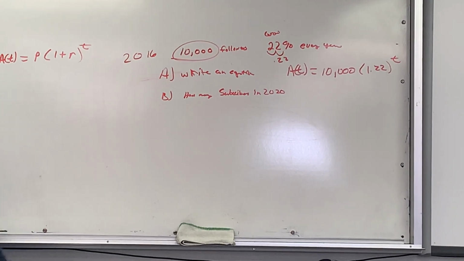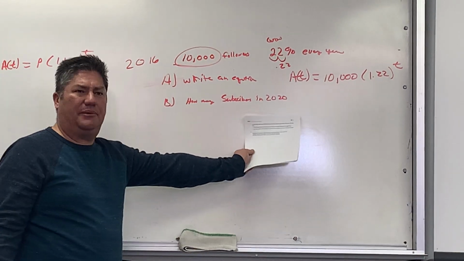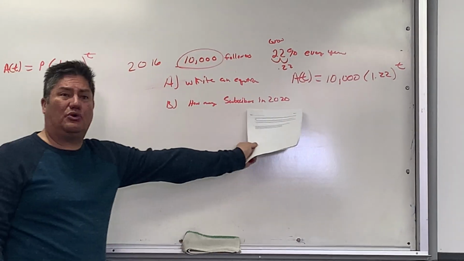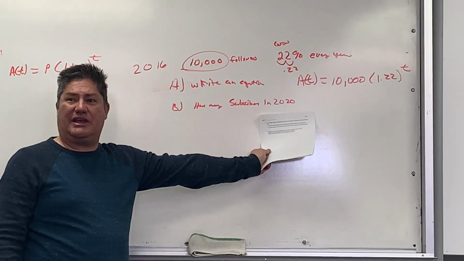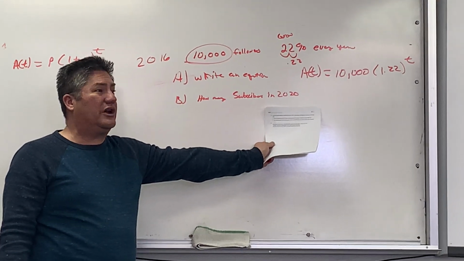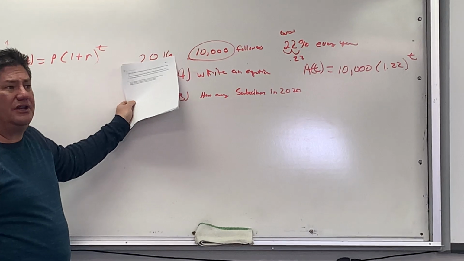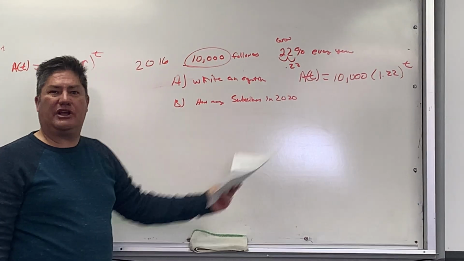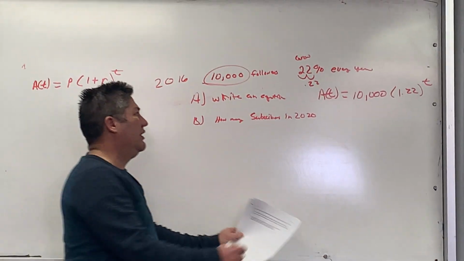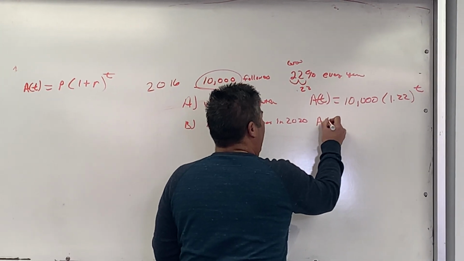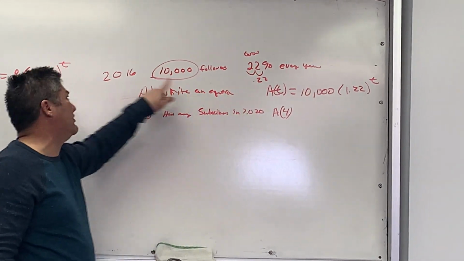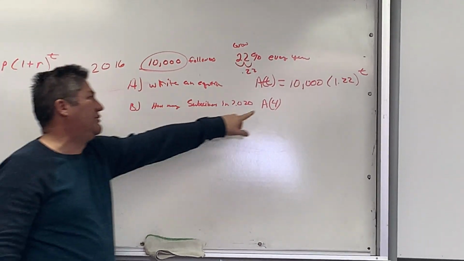I want to know how many subscribers they're going to have in what? 2020. How many years is that? Now don't put in 20 years. Again, big mistake. I have kids try and put in 20 for the years. It's not 20 years. When did they start the channel? 2016. Now it's 2020. How many years have passed? 4. So I want to find A sub 4. Does everybody see how we got 4? You can do it on a calculator. Just go 2020 minus 2016. That's how we got the 4.